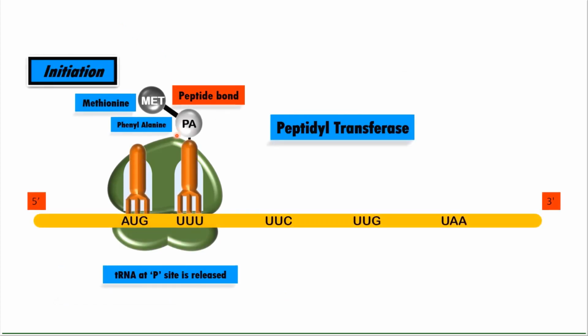And if you see carefully here, the peptidyl transferase has loaded methionine to this phenylalanine by breaking the bond between this tRNA and methionine. Now this tRNA is free and will go into the cytoplasm for bringing the next amino acid. Now we have decoded AUG to form methionine, we have decoded UU to form phenylalanine. Now what will happen? This ribosome will move one codon ahead.